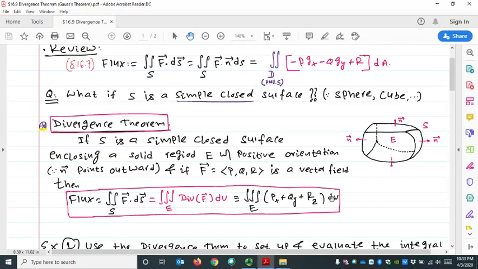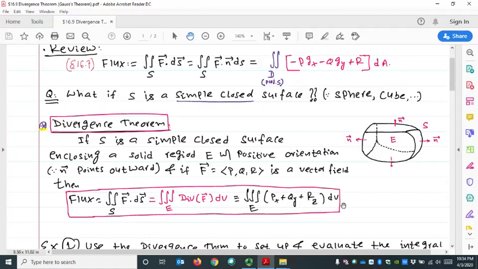In rectangular coordinate systems, dV is dz dy dx. In cylindrical coordinate systems, dV equals r dz dr d theta, and in spherical coordinate systems, dV equals rho squared sine phi d rho d phi d theta.